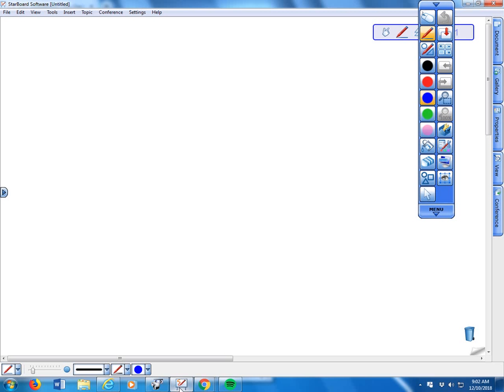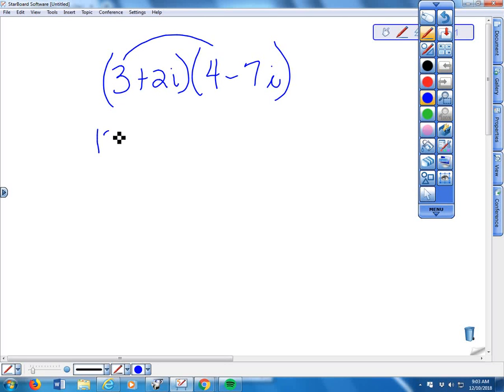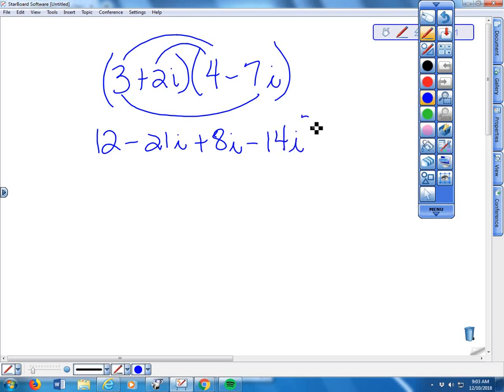Okay? So when you multiply two complex numbers, the process is exactly the same as we've been doing when we have variables. You're going to FOIL it. 3 times 4 is 12. 3 times -7i is -21i. 2i times 4 is 8i. And 2i times -7i is -14i squared.